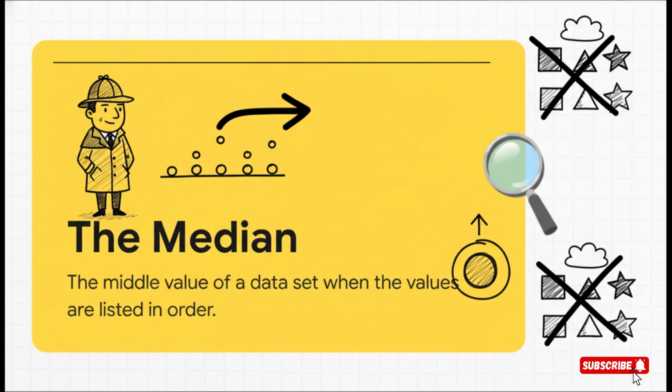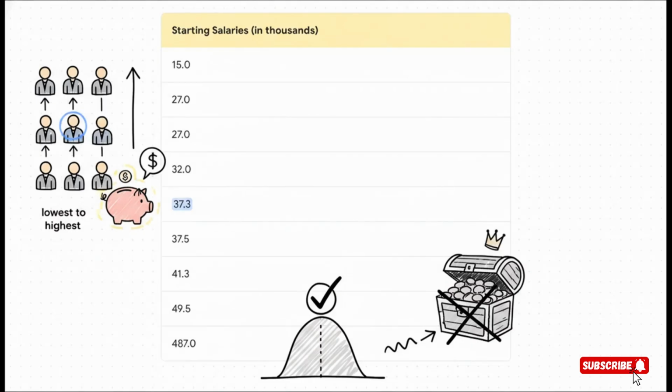All right, so if the mean is so easily fooled, let's bring in our second detective, the median. The median's whole approach is different. It couldn't care less about crazy high or low numbers. All it wants to do is find the one value that's sitting smack dab in the middle. And to find it, it's easy. We just line up all 9 salaries in order, from the lowest to the highest. The one right in the middle, yep, the 5th one on our list, is $37,300. Now that number feels a lot more real, doesn't it? It basically just ignores that one huge outlier.